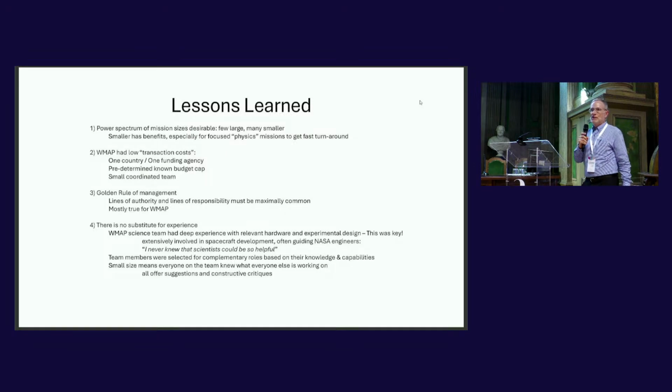I started to appreciate during the WMAP times what I now call the golden rule of management, which is that lines of authority and lines of responsibility really should be coincident as much as possible. Telling one person they're in charge of something, while the other person has the authority for making decisions or spending money, really doesn't work very well. Fortunately for us on WMAP, that mostly worked out well. There were just a couple of occasions where we needed to go to battle, but mostly that flowed very nicely.